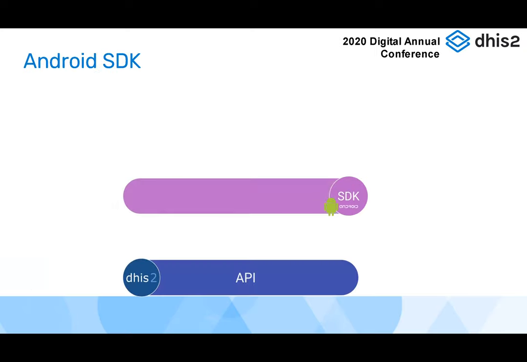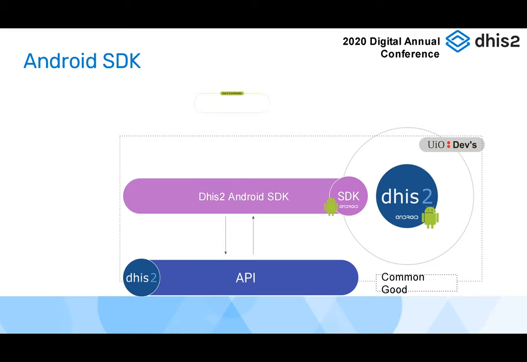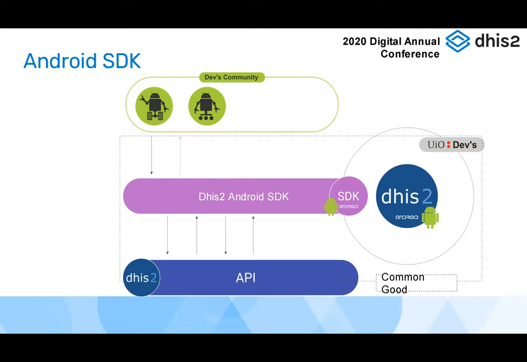As Austin was mentioning, DHIS2 is a platform that contains an API, which is a common good. Also, the Android application itself is not reaching the API directly, but is using our mobile platform, which in this case is the DHIS2 Android SDK. So all the communication between the Android mobiles, the UIO Android mobile application, and the DHIS2 API is going through the DHIS2 Android SDK. And of course, it's also published, so Android developers out there can build their own Android applications on top of the DHIS2 Android SDK as well. The same as Austin was mentioning with the app platform.